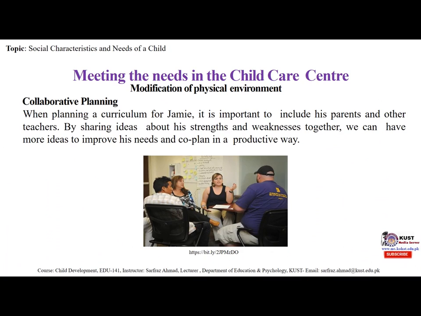Then, in collaborative planning, when planning a curriculum for Jamie, it is important to include his parents and other teachers by sharing ideas about his strengths and weaknesses together. So we can have more ideas to improve his needs and co-plan in a productive way.